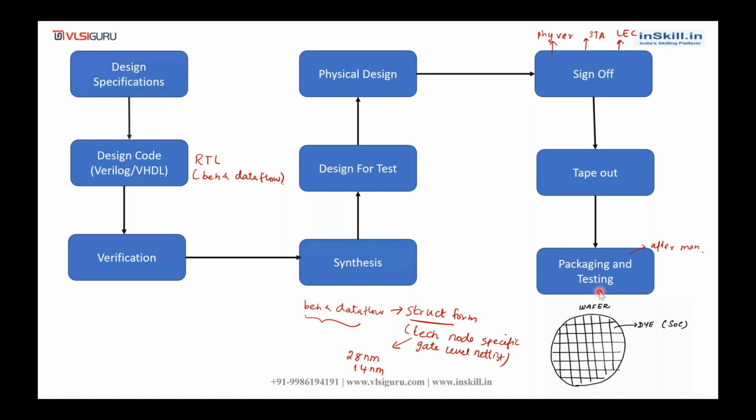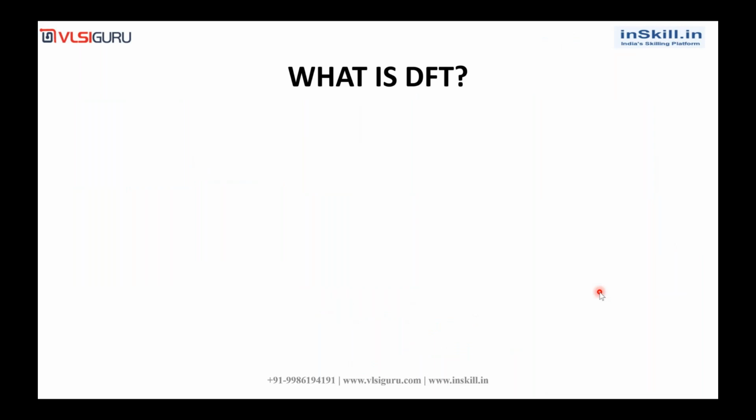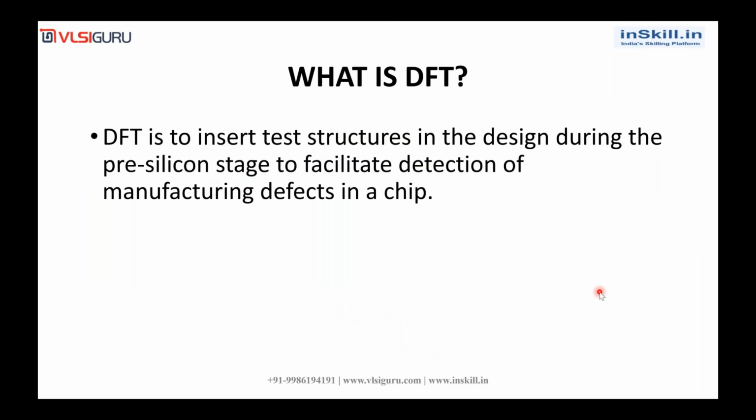Okay. So coming to the design for test. As we have seen in the earlier slide, DFT is to insert test structures in the design during the pre-silicon stage, that is before manufacturing, to help in the detection of manufacturing defects in the chip. So if a particular chip fails after manufacturing, DFT engineers will be able to tell what manufacturing defect has caused the chip to fail.